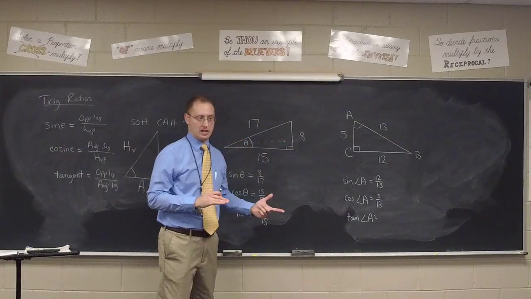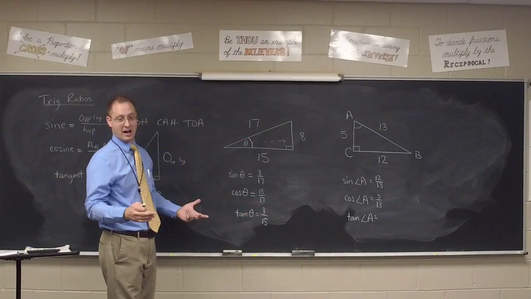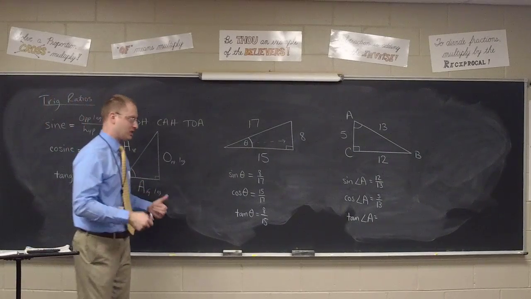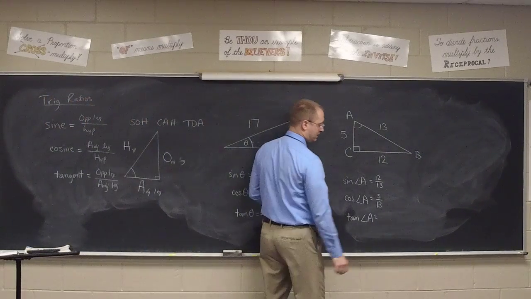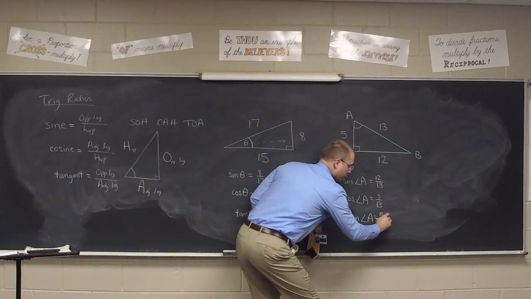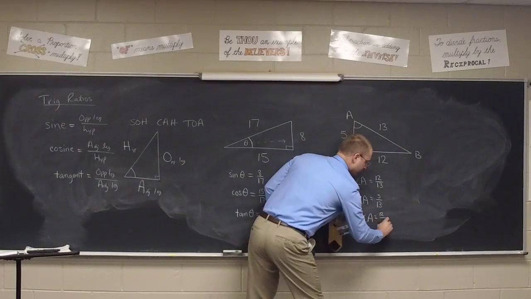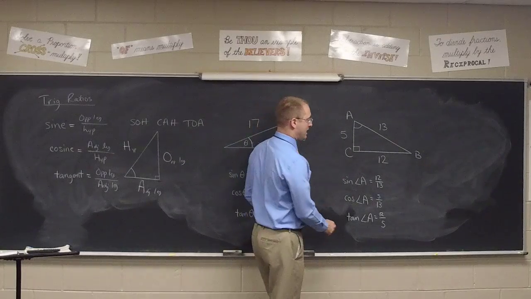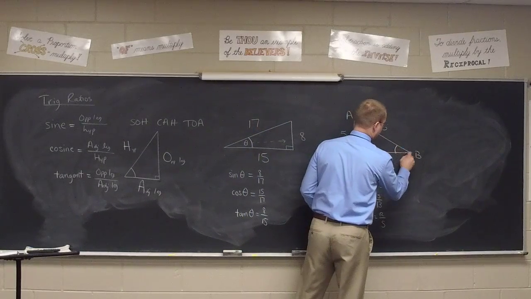And then tangent, I think, TOA. Tangent is what over what? Opposite over adjacent. So for this, Jamie, opposite? 12. Over adjacent, 5. And there's the sine, cosine, and tangent of angle A. You say, what about angle B? Angle B feels left out. Okay, let's take care of angle B.